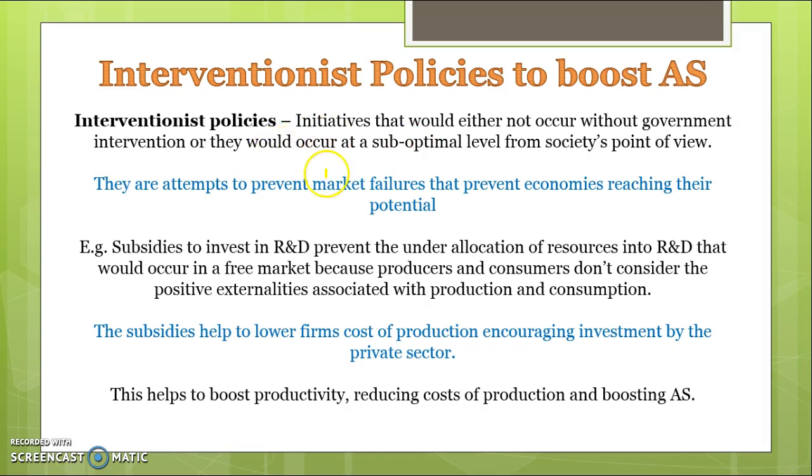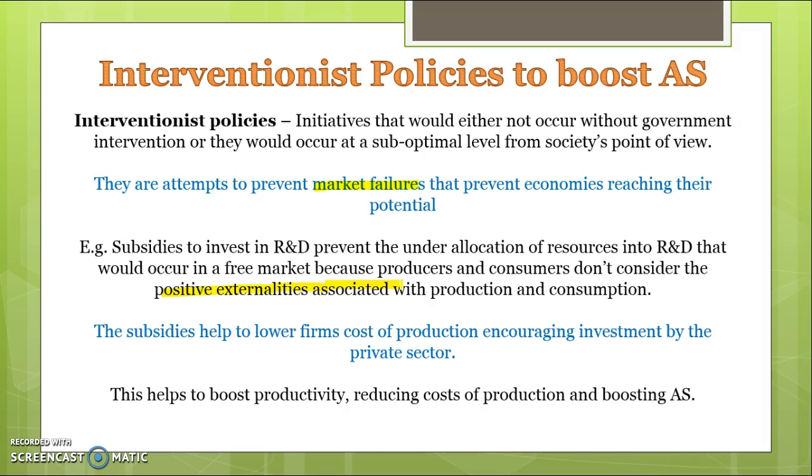Generally, these interventionist policies are still trying to prevent market failures. What we mean by that is that they are trying to overcome market failures, because the market would fail to allocate resources efficiently without government intervention in these situations. So, for example, with subsidies for research and development, there would be an under-allocation of research and development, so it would be a market failure if the government didn't intervene. There would be an under-allocation because producers and consumers don't consider the positive externalities associated with production and consumption.